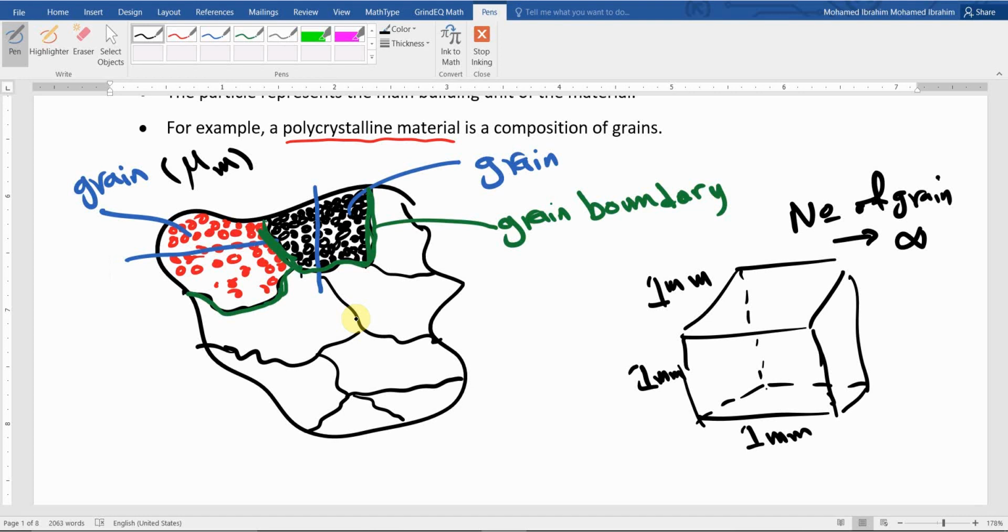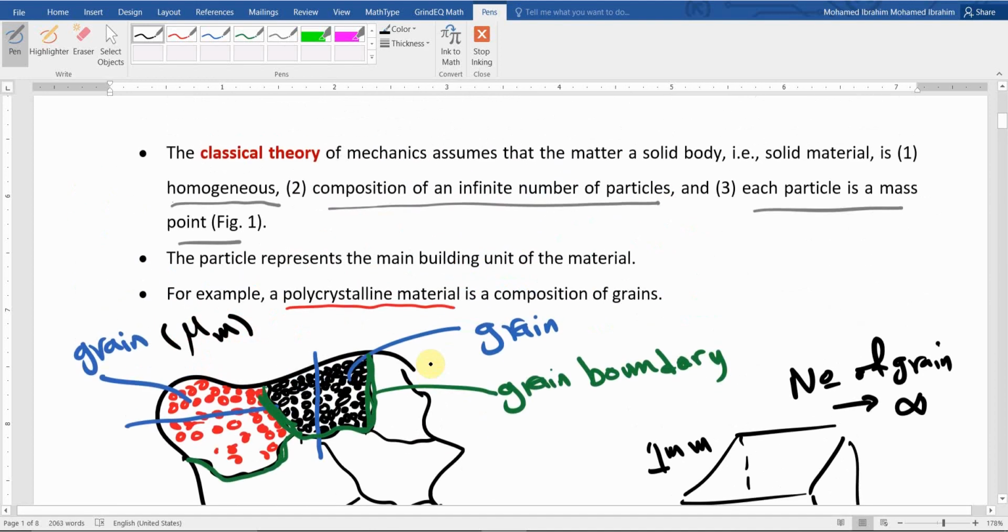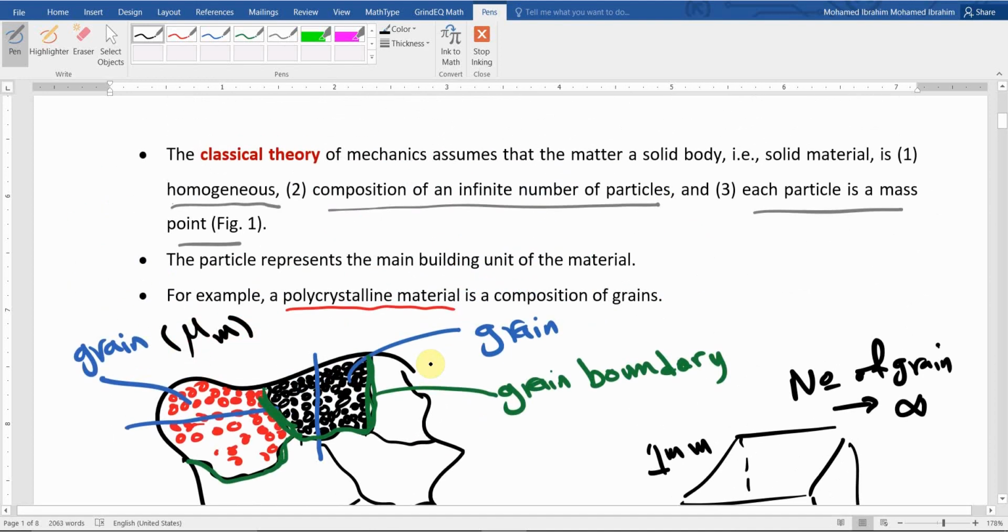The grain is the main building unit of this material. We are repeating these grains inside the material microstructure to form the material, and all the properties of this material depend on the grain itself. If the grain is strong, the material will be strong. If the grain is weak, the material will be weak, right? In general, this is the classical concept of a polycrystalline material. And again, the grain is the main building unit of this material.